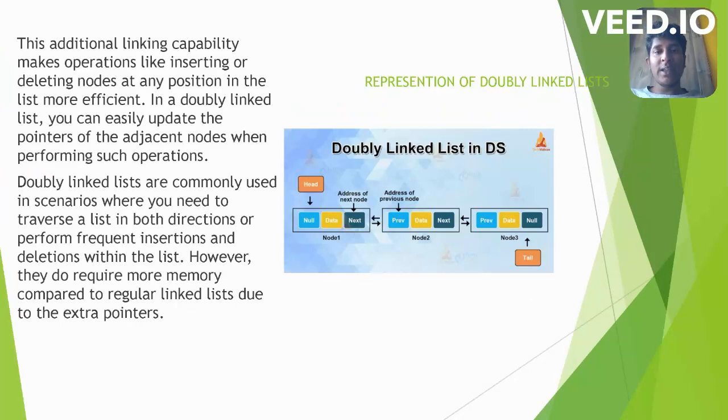This additional linking capability makes operations like inserting and deleting nodes at any position in the list more efficient. In a doubly linked list, you can easily update the pointers to adjacent nodes when performing such operations. Doubly linked lists are commonly used in scenarios where you need to traverse a list in both directions or perform frequent insertion and deletion within the list. However, they do require more memory compared to regular linked lists due to the extra pointers.